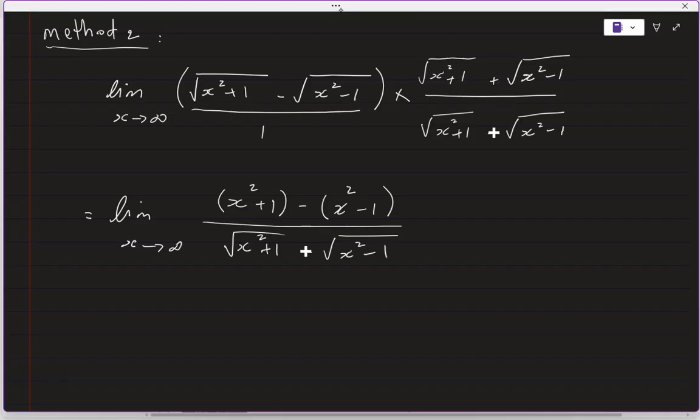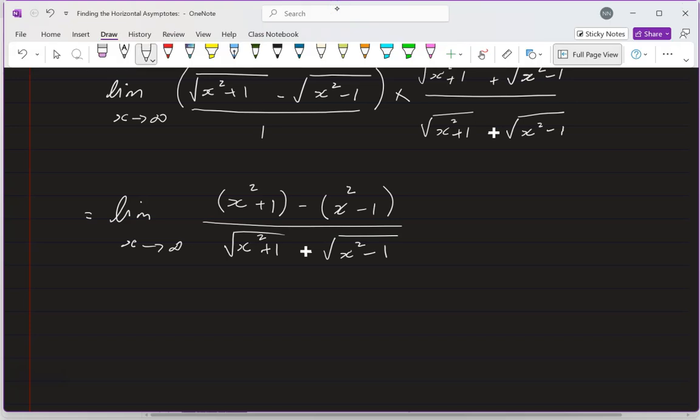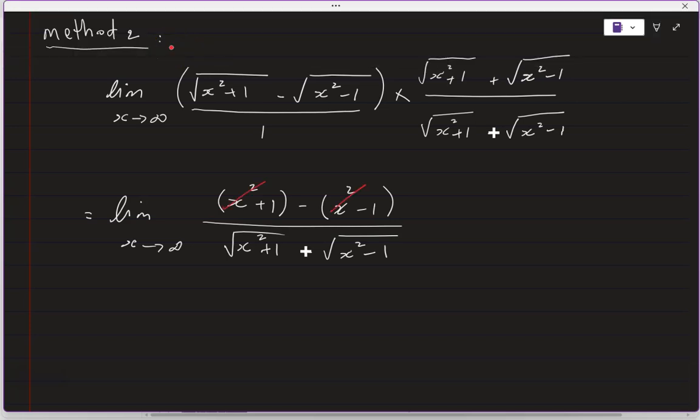When you get that, you can notice that you can easily simplify x squared minus x squared. That's 0. And on top, you will get 1 minus negative 1. So that would be 2. So you have 2 here. And then the denominator, you're going to leave it alone. And now we're going to divide everything by the square root of x squared, which is x, but inside the bracket. So let's do that.